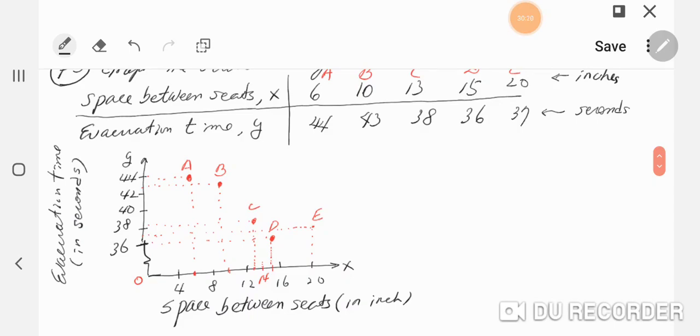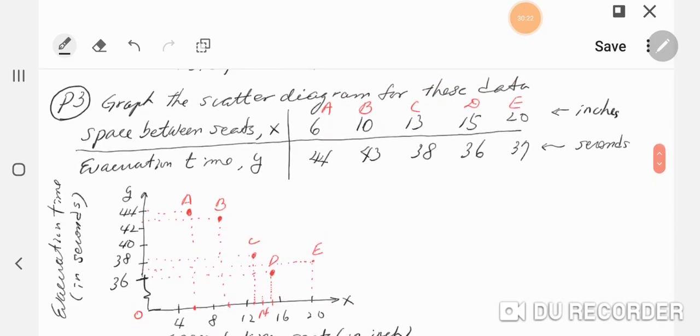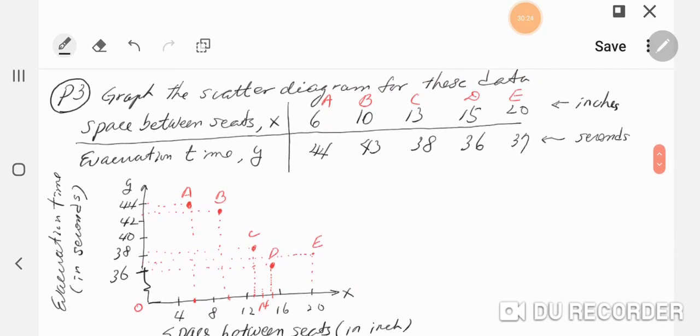Okay, done. So graphing a scatter diagram is really simple. Draw the x-axis and y-axis based on the data. If the data contains all positive values, you don't have to put negative lines, only positive lines. And if the numbers are very large, starting from a large number, then you can cut some parts from the beginning of the x-axis or y-axis.